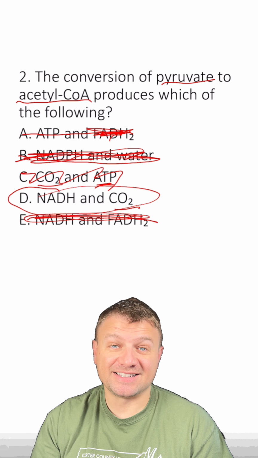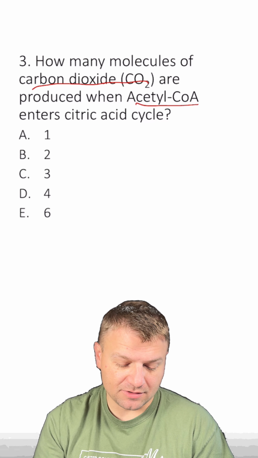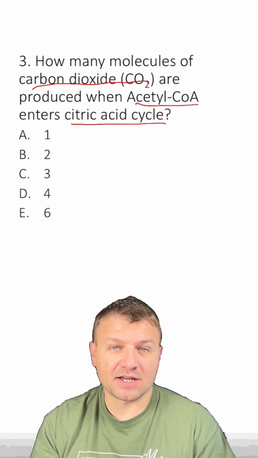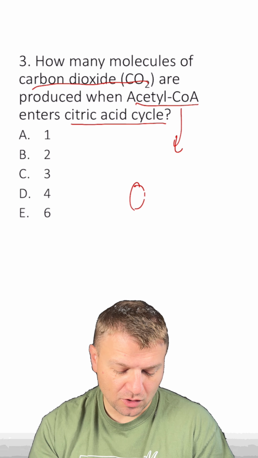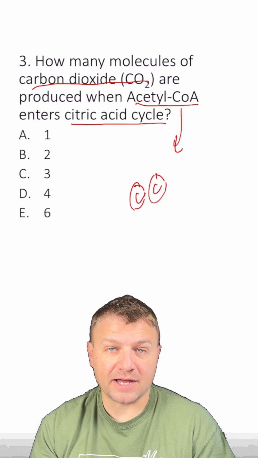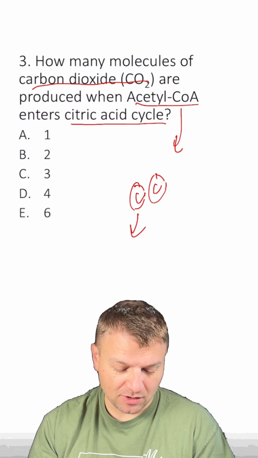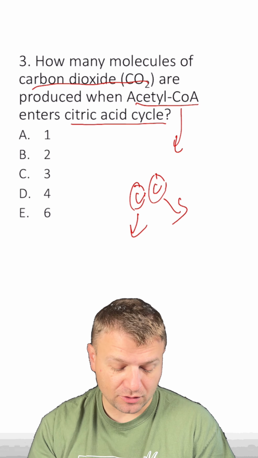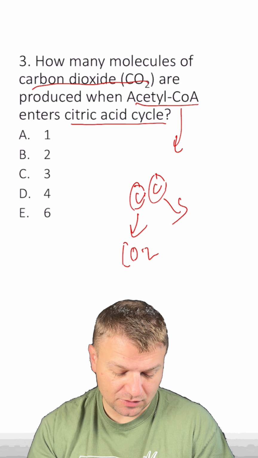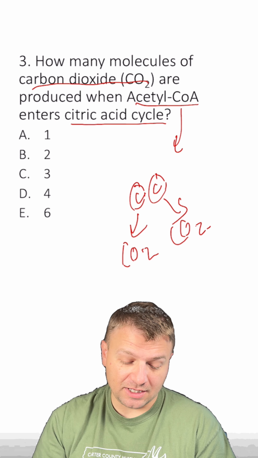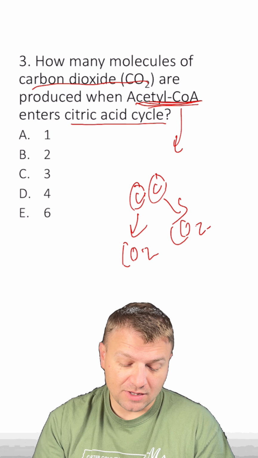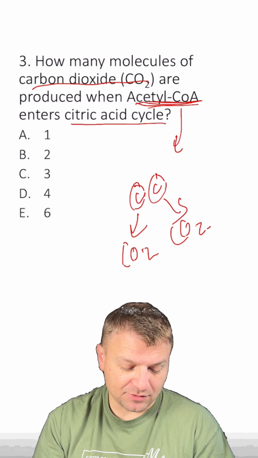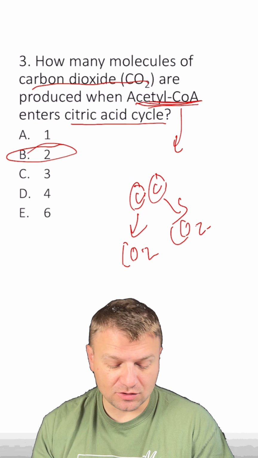Number three asks, how many molecules of carbon dioxide are produced when acetyl-CoA enters a citric acid cycle? The citric acid cycle is also known as the Krebs cycle, and acetyl-CoA is a molecule where there are two carbon atoms. Each of these carbon atoms is going to be broken down during this step to produce CO2. So this is kind of easy because during one turn of the Krebs cycle, the acetyl-CoA is going to come in and discharge two CO2 molecules.